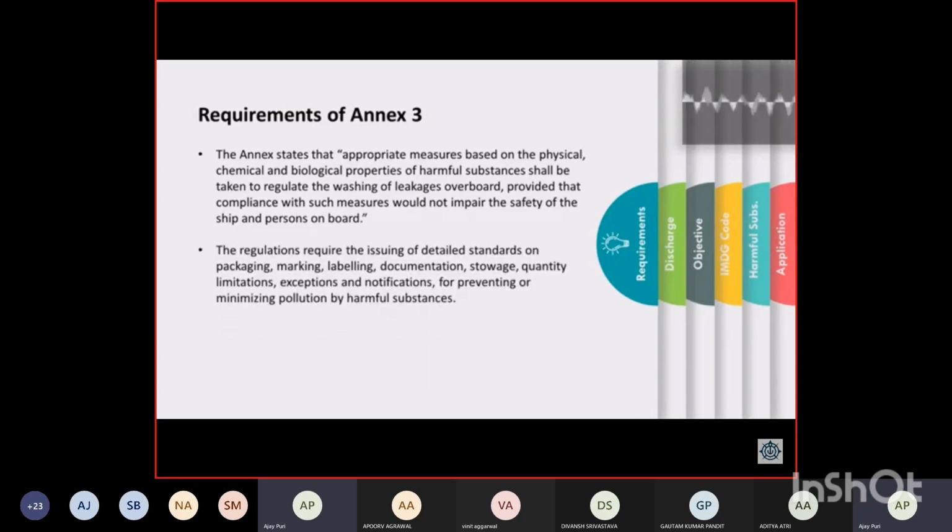The next requirements are detailed standards on packaging, marking, labelling, documentation, stowage and quantity limitations for minimizing pollution by harmful substances. The guidelines on all of the above are given in the IMDG code.